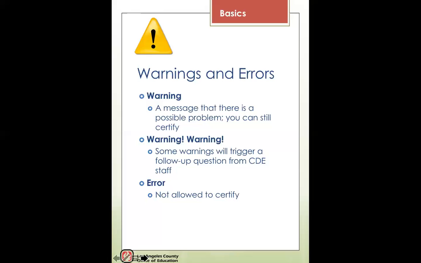So warning means you should always know what the reason is for the warning. If you don't know, there might be a problem you're not aware of, and it's going to come back to haunt you because you'll get a call from CDE on it. So if you see a warning message, sometimes you'll say, yeah, I know what the issue is, and it's okay. And you're willing to override that. An error won't allow you to override it. So just know those are two different kinds of messages you'll get.